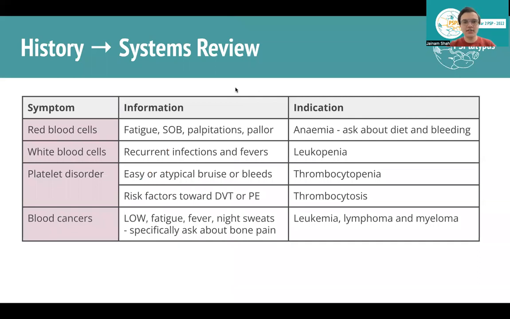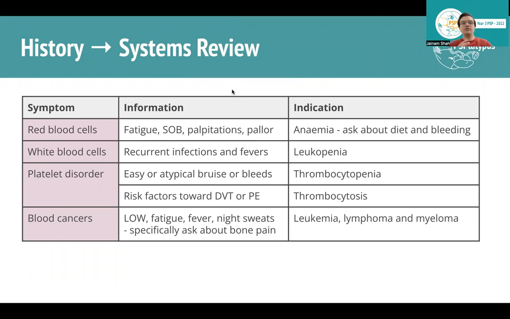So, starting off with your systems review and the type of things you'll be asking in your history. The hematological system is not one of those black and white systems where, for example, in cardio, you're always going to be asking about shortness of breath, chest pain, or calf pain. It's not really along those lines, and so sometimes it can feel like some of these questions are a little bit vague. But what I've tried to do is to give you a better way to remember them.